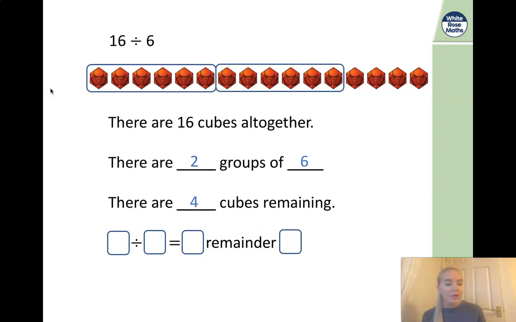Well, we know we always start with our whole number at the start of our division sentence, and our whole number was 16. Now we were dividing by 6. We didn't need to find that out because it's already there up here. Now we found out that we had 2 groups, so 16 divided by 6 was 2, but we did have some cubes remaining. So we had 4 cubes remaining. So 16 divided by 6 equals 2, remainder 4.